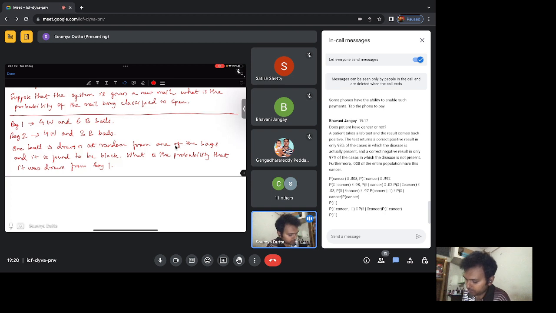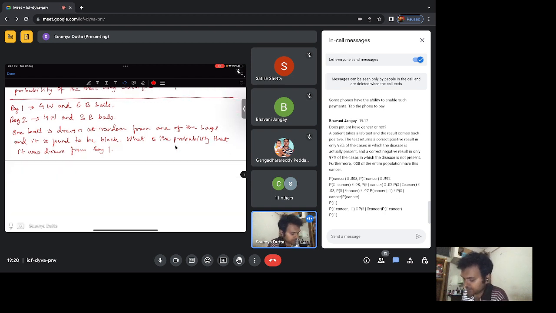So here what you need to do is, of course, apply the Bayes rule. First let's see all the things that you have been given and what you have been asked to find. What you have been asked to find is the query.